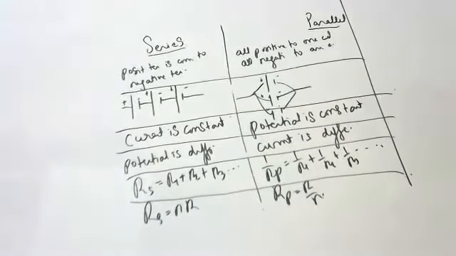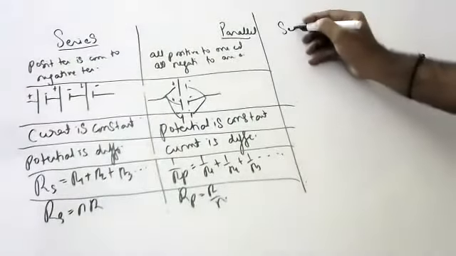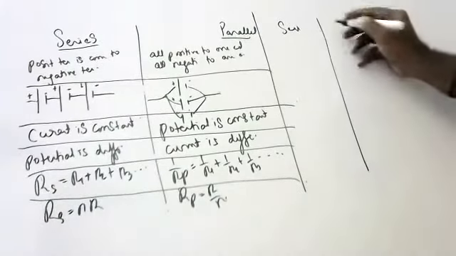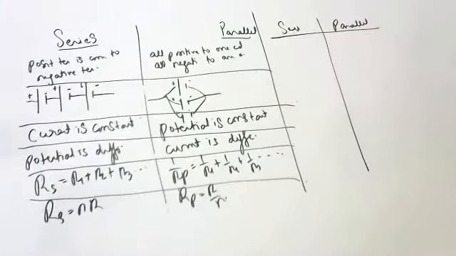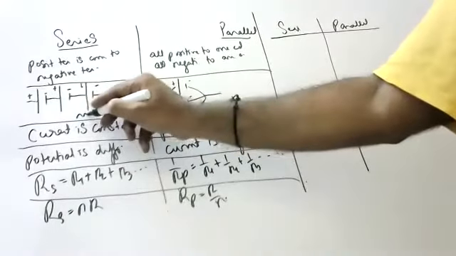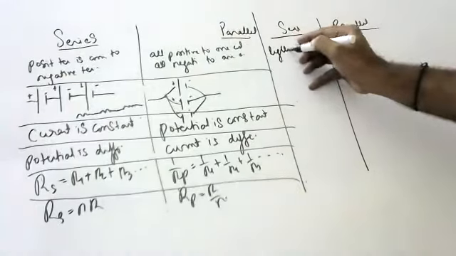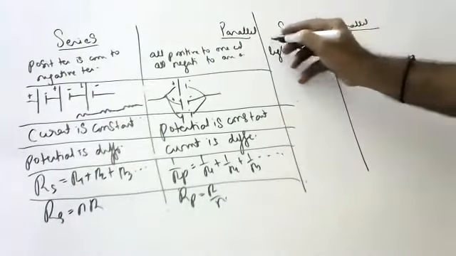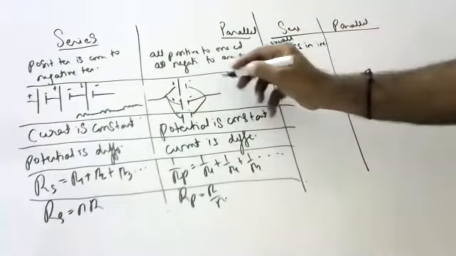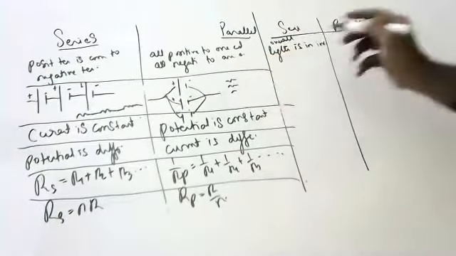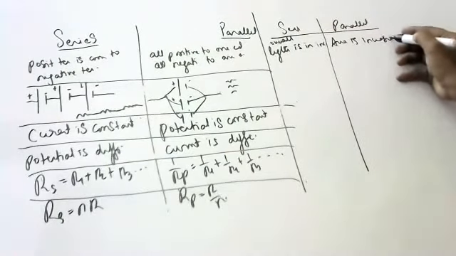Okay, I want to add some more differences between series and parallel. In series, when you are connecting side to side, what is happening? Length is increasing. Overall length is increasing. When you connect one below the other, area is increasing.